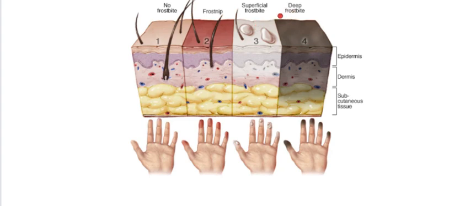And then finally, deep frostbite is when, as you can see here, it reaches super deep into your skin tissues, all the way to the subcutaneous tissue layer, which is the deepest part of your skin. And this is when cell death or tissue death occurs, which gives it this black or darker color.